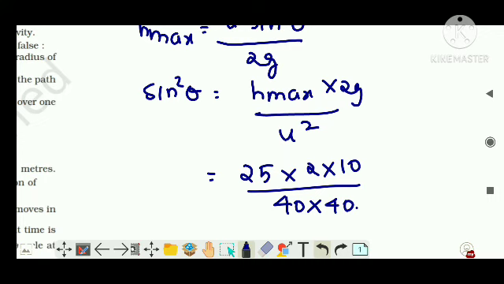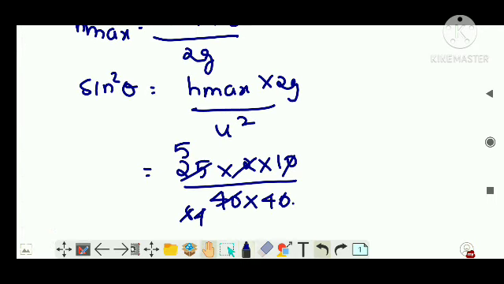Now calculate this value. You will get around how much? 10 cancels out, right? Then 25 cancels out with 8, right? Then 4, right? So you get around 5 by 16, I think. So it will be very close to 0.3 something, right?